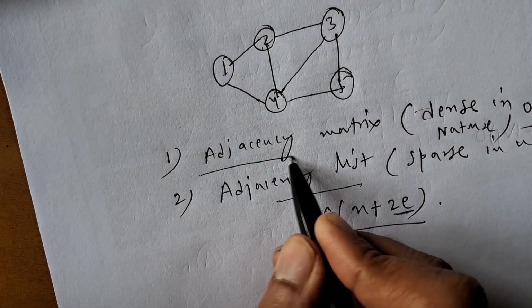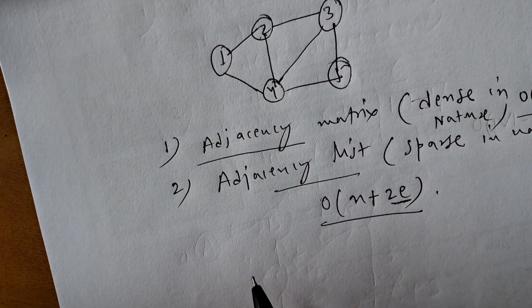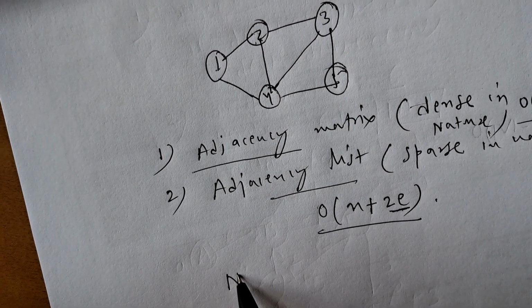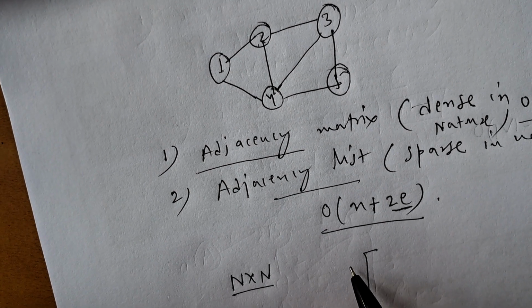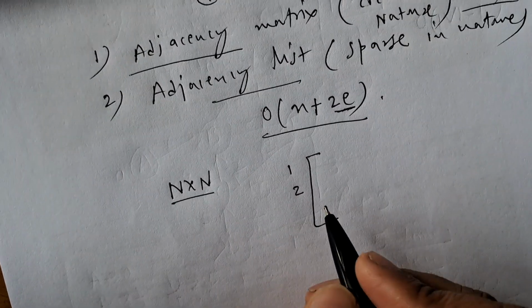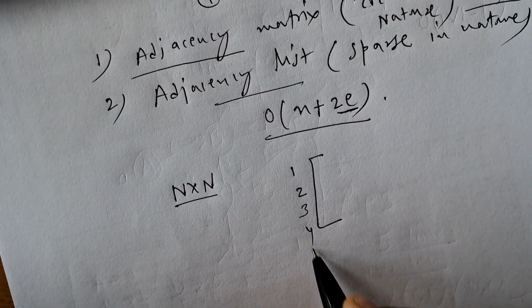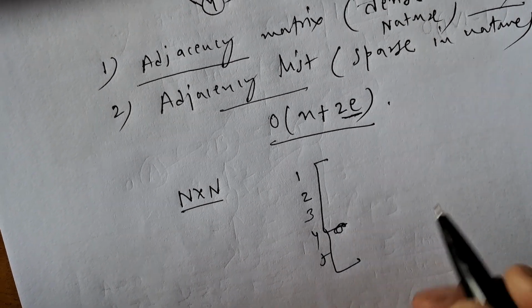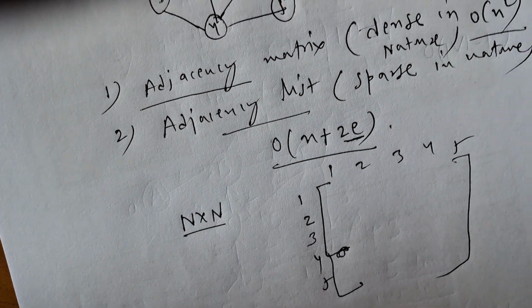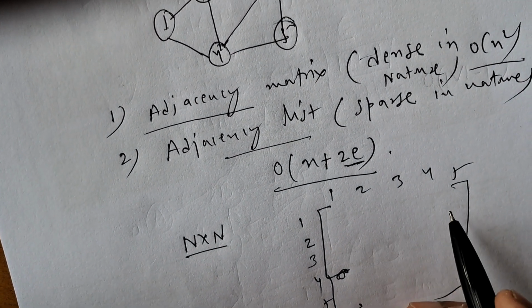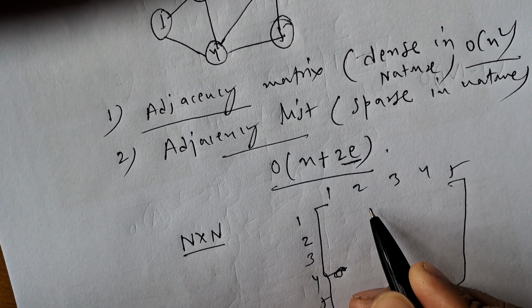But what is basically an adjacency matrix? It's basically a two-dimensional matrix, let's say n cross n. So this is our 5 vertices. I will number them like this: 1, 2, 3, 4, 5. So these 5 vertices are there, and similarly you have 1, 2, 3, 4, 5. If there is any path available between them, you will represent it simply by using 1.